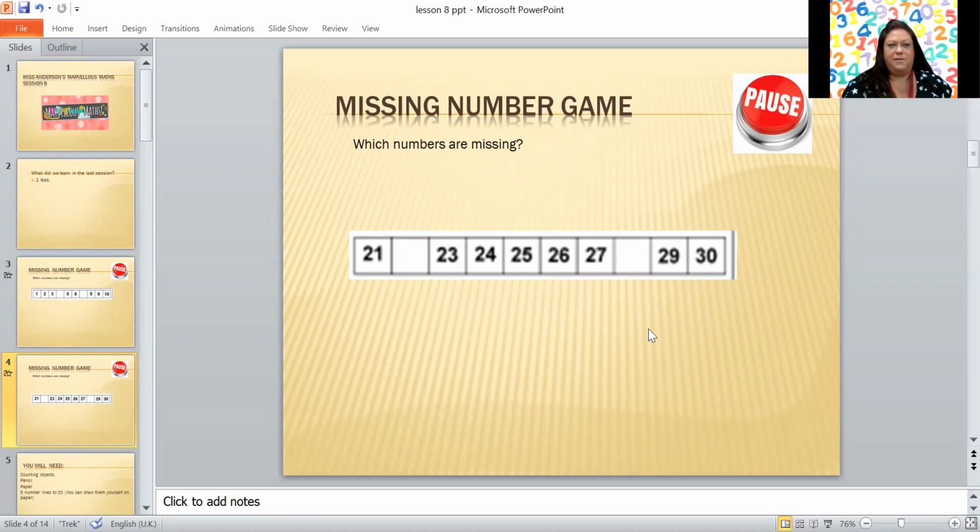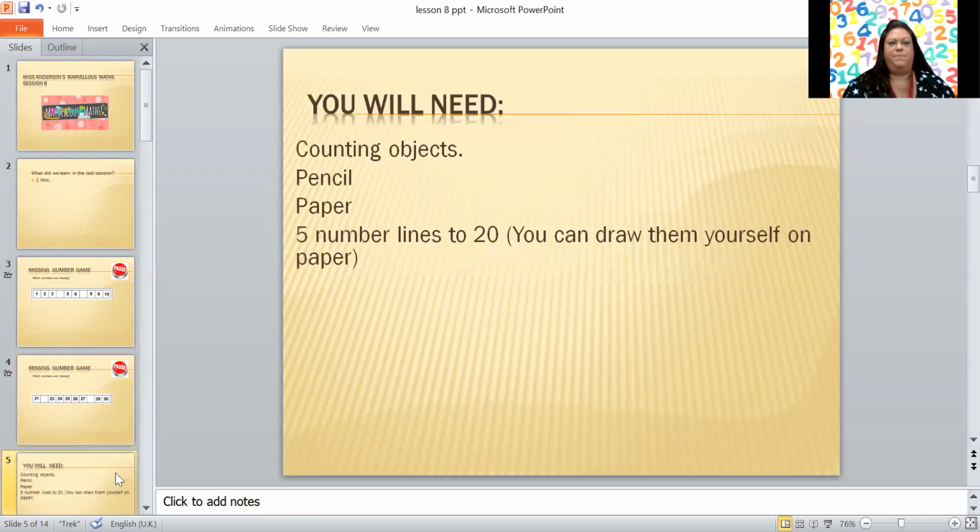Did you realise that they were in order of counting? Did you? If you did, well done. Good noticing. So today, now it's going to take you a bit longer to organise yourself today.